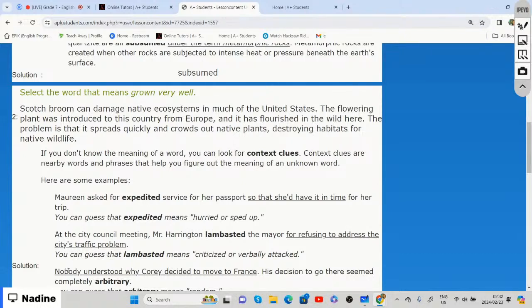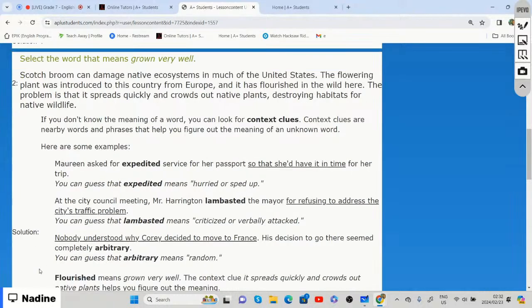All right. And remember, if you don't know the meaning of a specific word, then you can look at certain phrases or words within the sentence that will basically give you an idea of what the word means. It's like they will give you a clue, right? Because now we need to look at the nearby words or the nearby phrases.